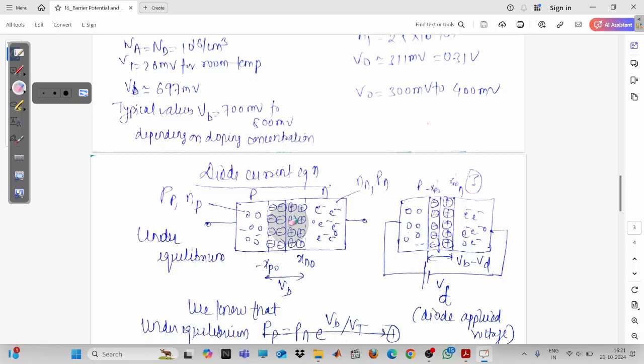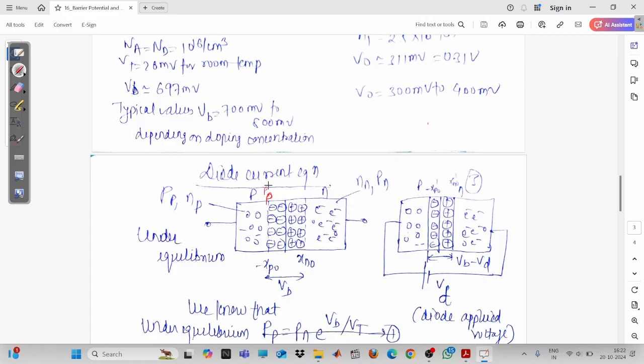In the p-type semiconductor, the majority charge particles are holes only, and the minority charge particles are electrons. Similarly, on the n side, or the n-type, the majority charge particles are electrons and the minority particles are holes. In the previous lecture, we assumed that the concentration of holes on the p side will be Pp.